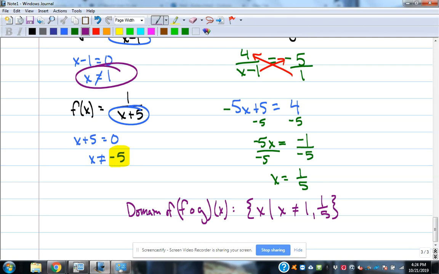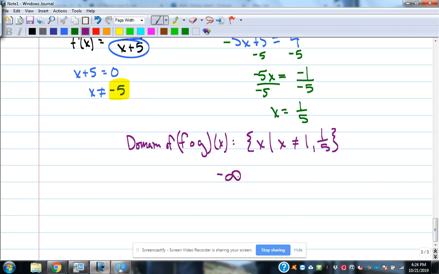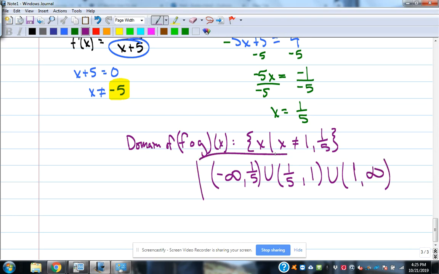And then we need to write that in interval notation for the final answer of that. So interval notation for that. So we go from negative infinity up to 1/5, and union from 1/5, oops, not to 1. 1/5 is smaller, isn't it? 1/5 would come first. 1/5 to 1, union, 1 to infinity. That's a long interval notation.